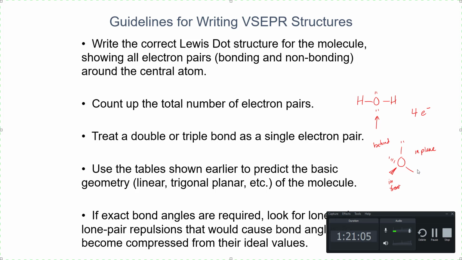There's going to be lone pairs on 2 of those positions and the hydrogens on the other 2. Does it matter which ones? No, it doesn't matter which ones. So oxygen has what I call a tetrahedral electron pair geometry.